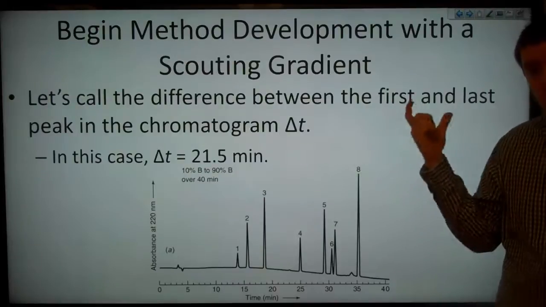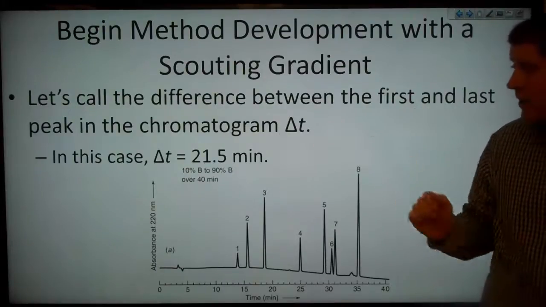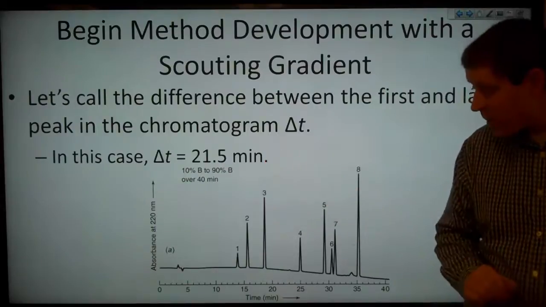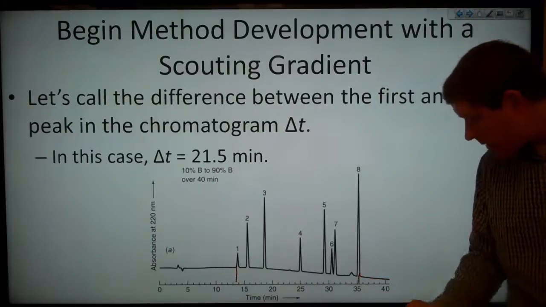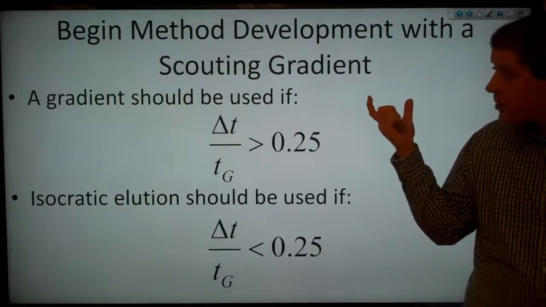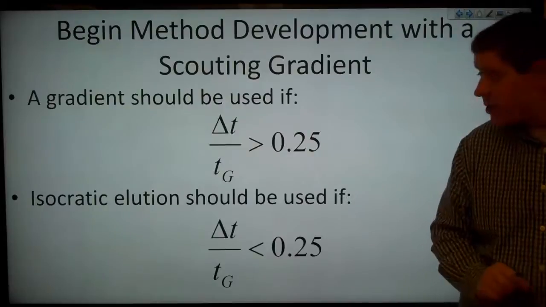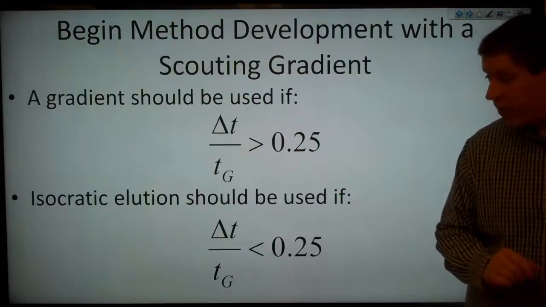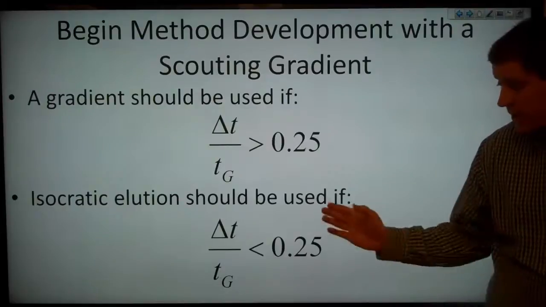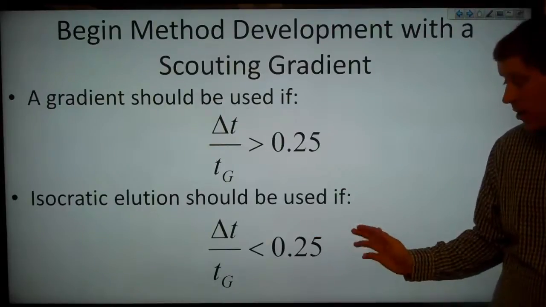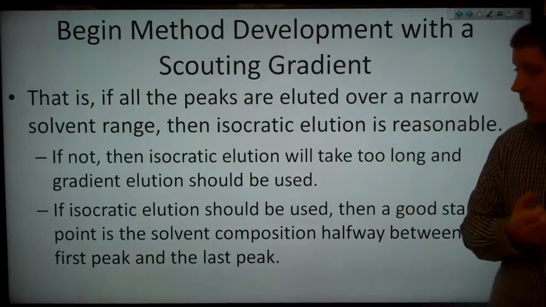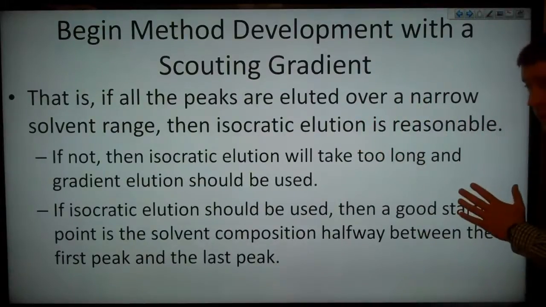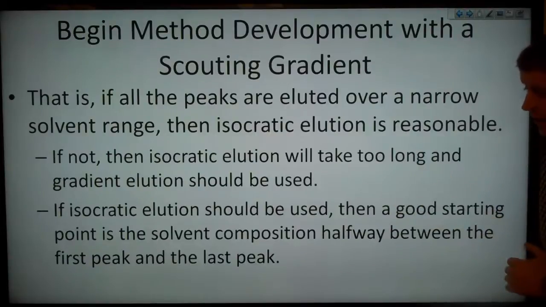Now let's call the difference between the first and last peak in the chromatogram delta T. In this case, delta T is 21.5 minutes, because we have our first peak coming off here and our last peak coming off there. A gradient should be used if delta T divided by TG is greater than 0.25, and isocratic elution should be used if delta T over TG is less than 0.25. That is, if all the peaks are removed over a narrow solvent range, then isocratic elution is reasonable. If not, then isocratic elution will take too long and a gradient elution should be used.